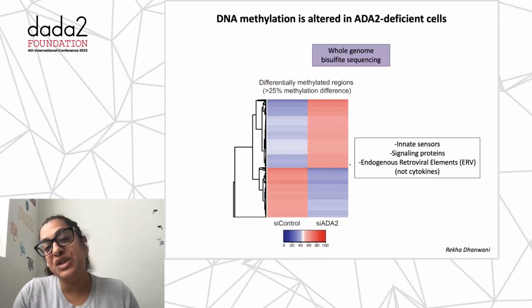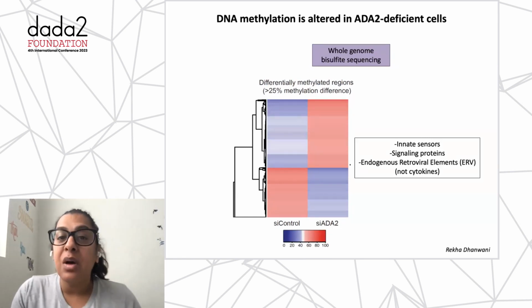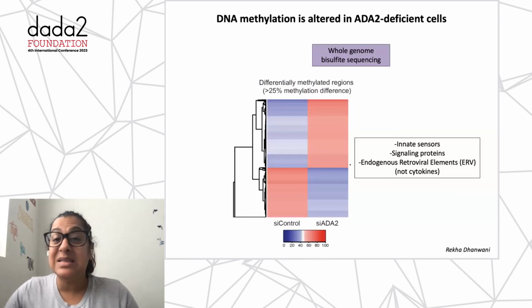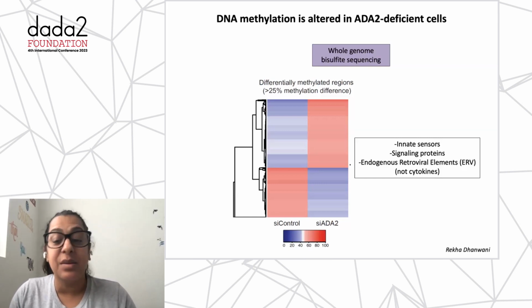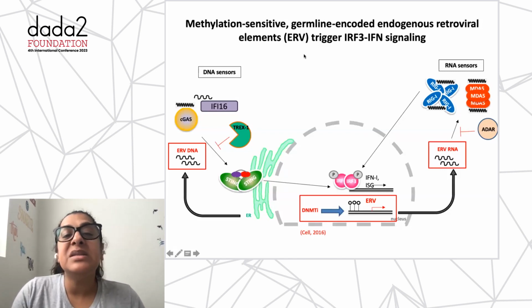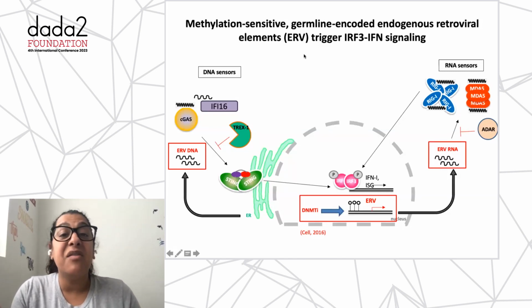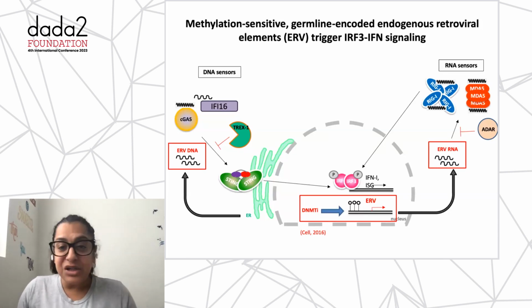And what types of genes were demethylated in ADA2 knockdown cells? Well, quite a few, but one of the types that we found to be demethylated were promoters of genes encoding endogenous retroviral elements, or ERVs. And what are ERVs? ERVs are methylation-sensitive viruses that can trigger IFN-β signaling. They're actually remnants of old retroviruses that are present within our genome.